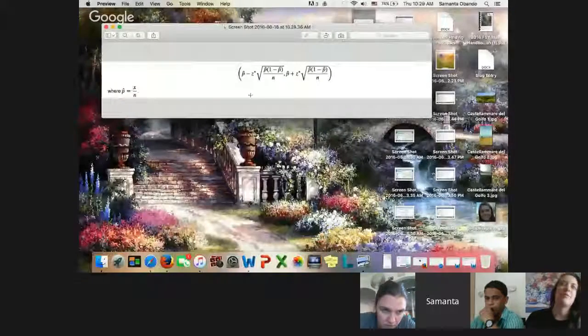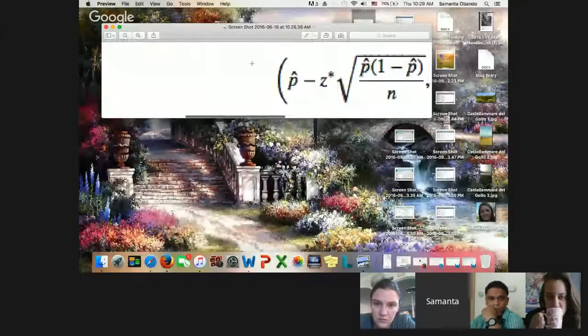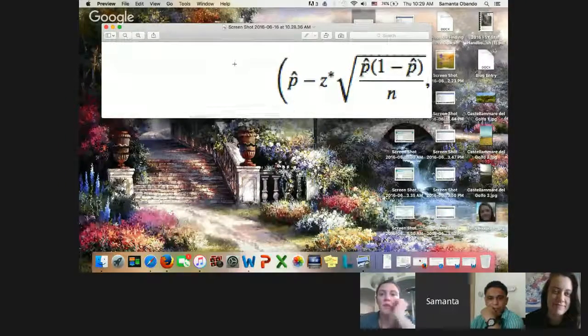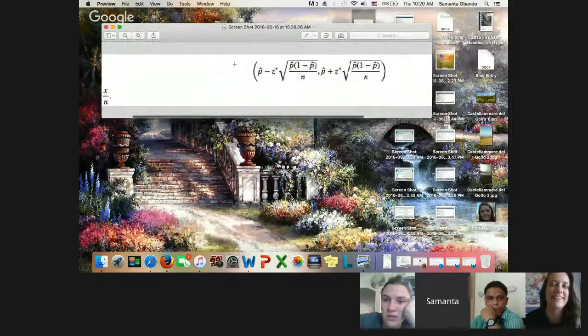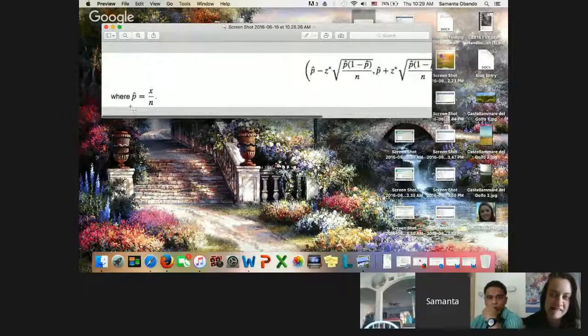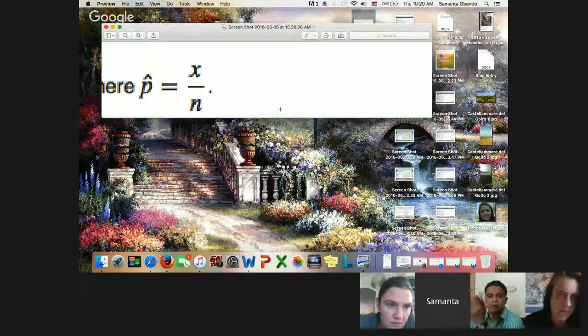I'm just gonna screen share for it. Okay. So, this is the formula, at least this part here, the plus minus. Can you see that? Yes. But here it says where P is X over N. So I don't know if I should use P hat as the one we decided or just the X over N. Is that what I use?